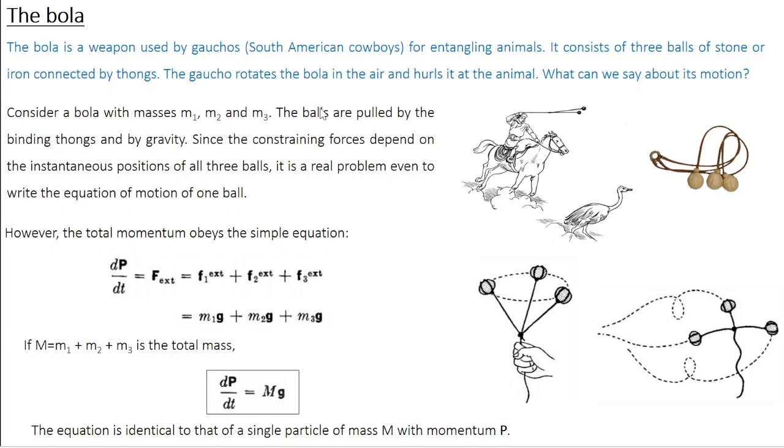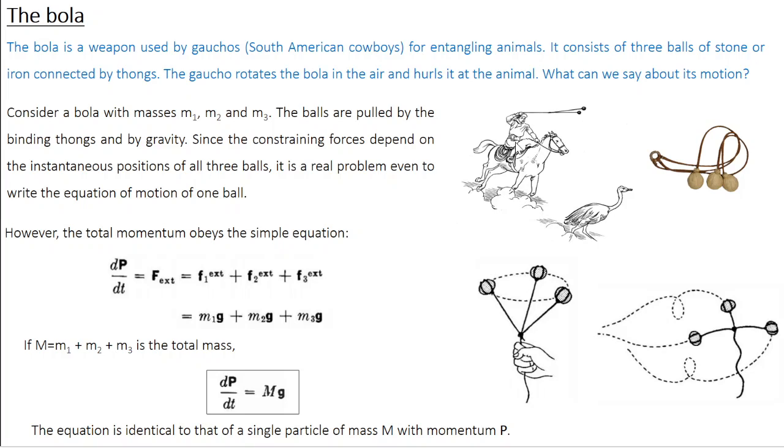Okay. Now the gaucho rotates the bola in the air and hurls it at the animal. So what happens is mostly the legs of the animal get entangled between the thongs. So their movement is restricted. This enables the gauchos to capture the animals. Okay. Now what can we say about its motion? Okay, so I hope you understood the purpose of using the bola.